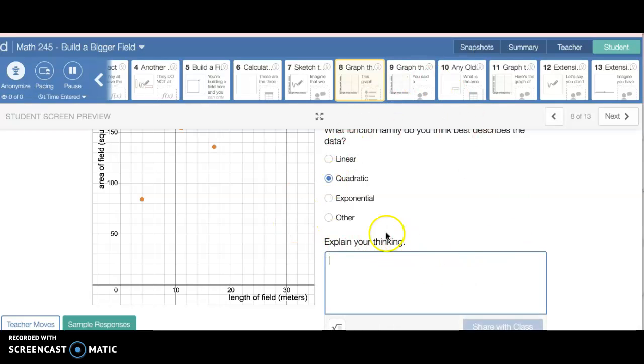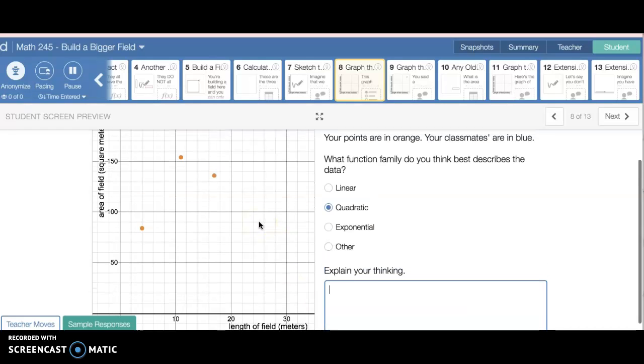To further this thinking, I would explain what I already know. And I think that this is an excellent tool for the teachers to have to see that the students aren't just clicking quadratic just because they decided to choose it. They would actually have to explain that the shape that the points create, in this case, opens up as if they are a parabola. Pardon if I said that wrong. And so since I know that that is the shape that is created, I know that it is a quadratic function family.